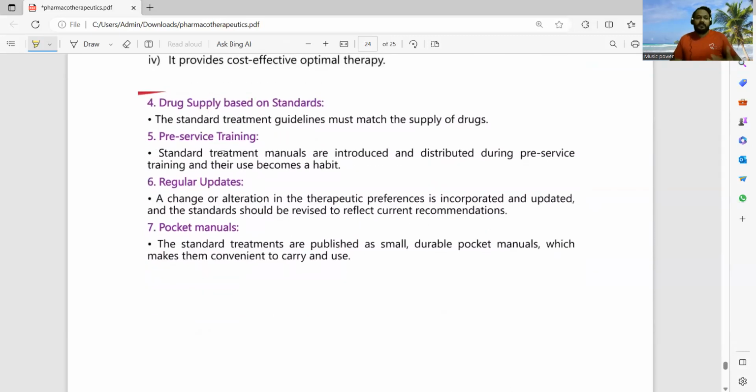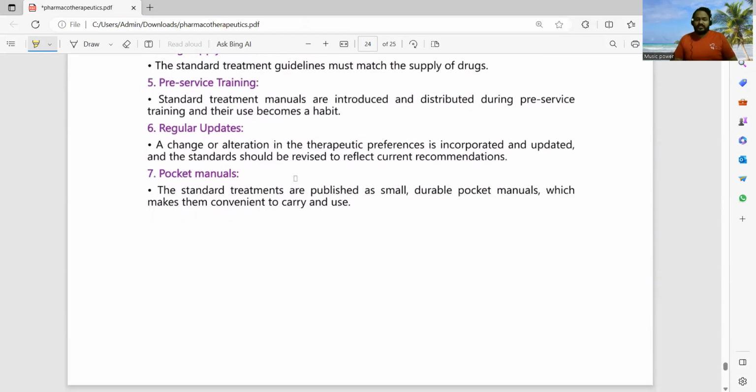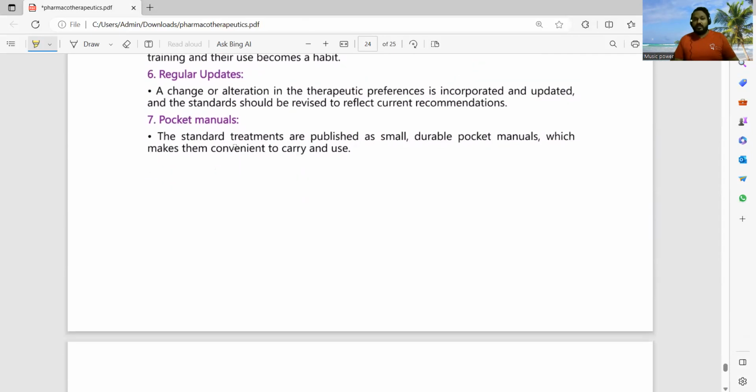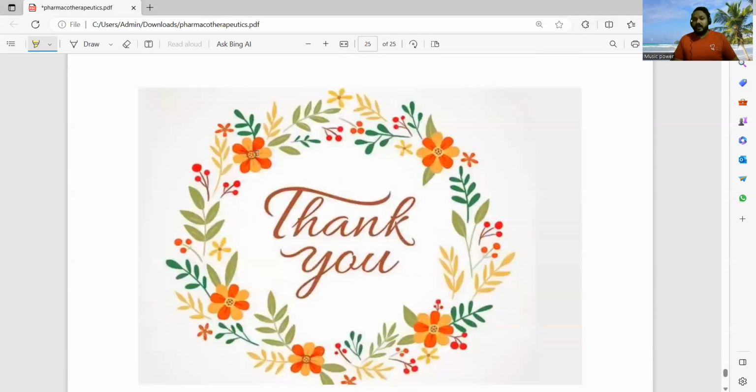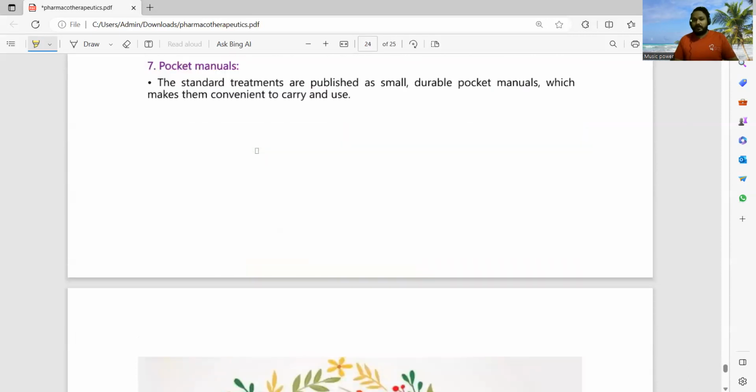And pre-service training: standard treatment manuals are introduced and distributed during the pre-service training, and their use becomes a habit. And regular updates: changes and alterations in the therapeutic preferences are incorporated and updated, and the standard should be revised to reflect the current recommendations. Pocket manuals: the standard treatments are published as small, durable pocket manuals, which make them convenient to carry and use.